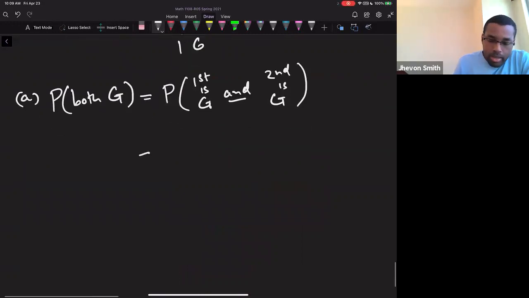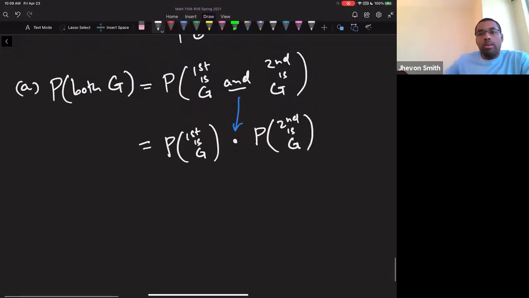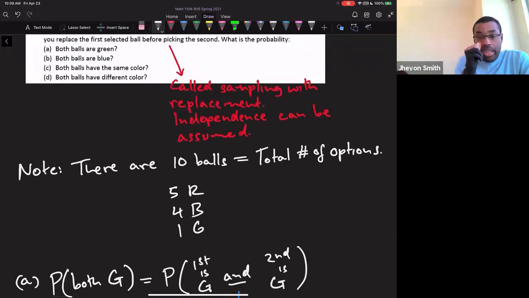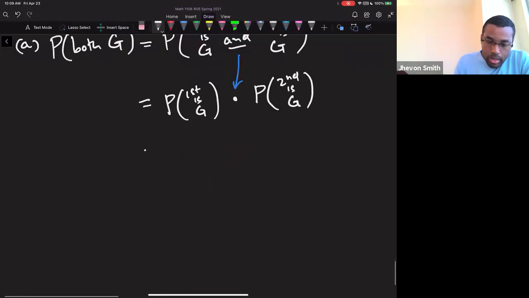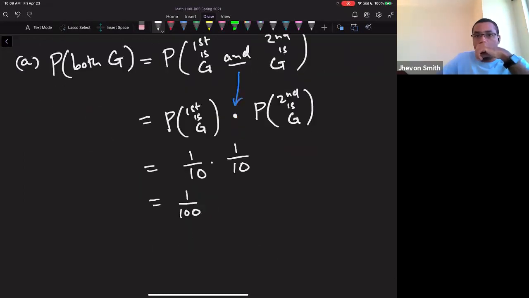And because of independence, this just comes down to that. So now we can just do that. What's the probability that the first was green? Well, there's 1 green out of 10 things. So it's 1 out of 10 times 1 out of 10. So there's a 1% chance that you will choose green both times.